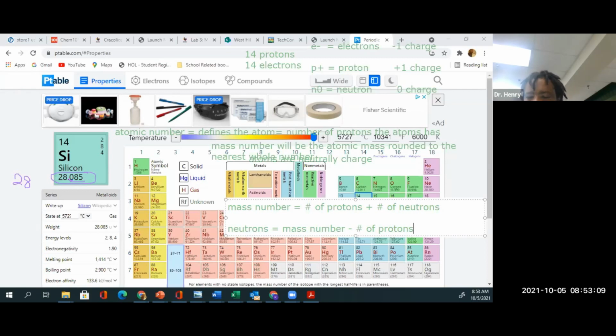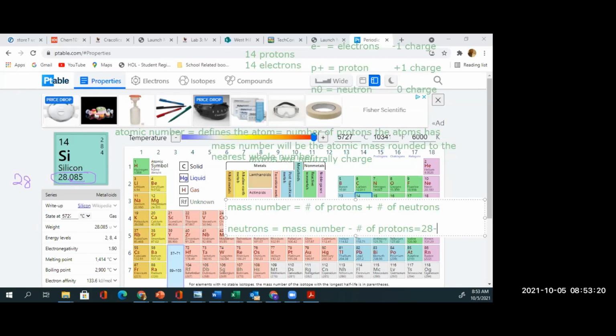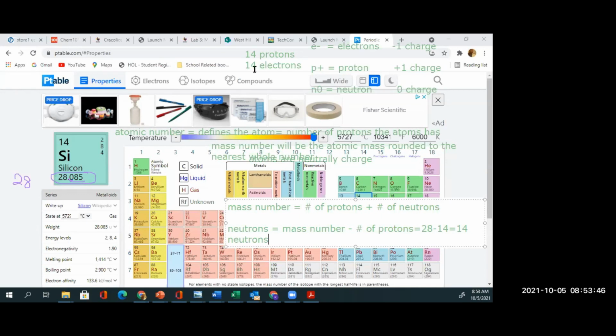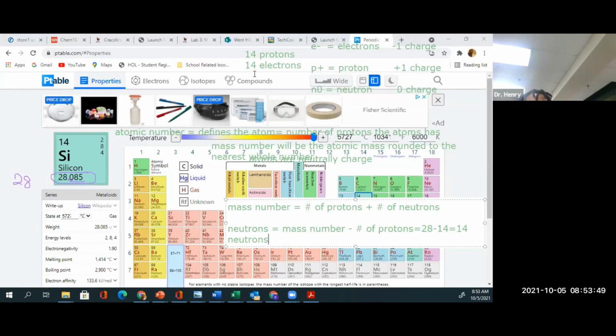Okay, so in this case, we have 28 minus, how many protons does silicon have? 14. So that means that we have 14 neutrons. Okay, you guys see that? So silicon has 14 protons, 14 electrons, and 14 neutrons.